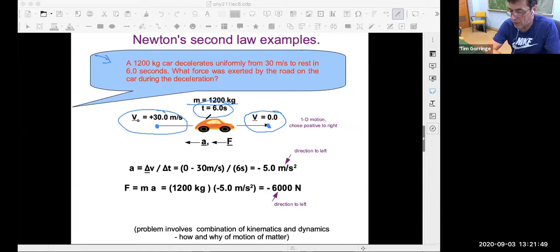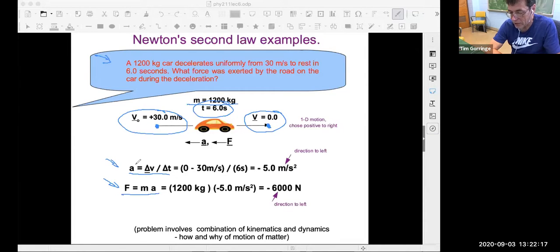And so the first thing I'm going to do is actually calculate the deceleration. And to do that, I just use the definition of acceleration that we met some classes ago. And then once I've got the acceleration, I can apply Newton's second law to find the force. So, you know, it's pretty straightforward, 2 steps here. And let's just walk through them quickly.